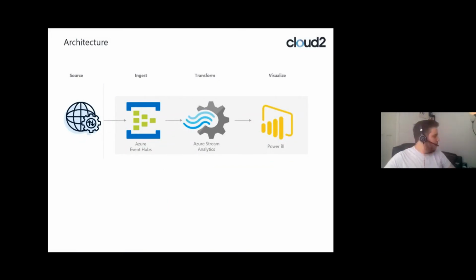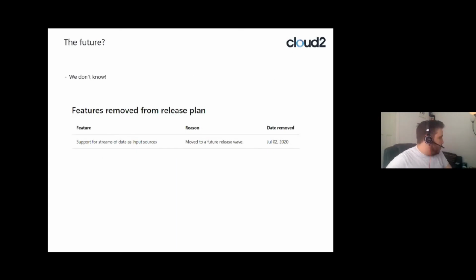There we go. So the future of real time, quite frankly, we don't know what that is. There have been some features removed from the release plan, so the support for streams of data as an input source, or maybe bypassing the stream analytics step that might have been in the pipeline, not sure. But looking through the documentation that Microsoft has provided, there's nothing planned for real time, but I think the capabilities that we've got now are really exciting and really useful.